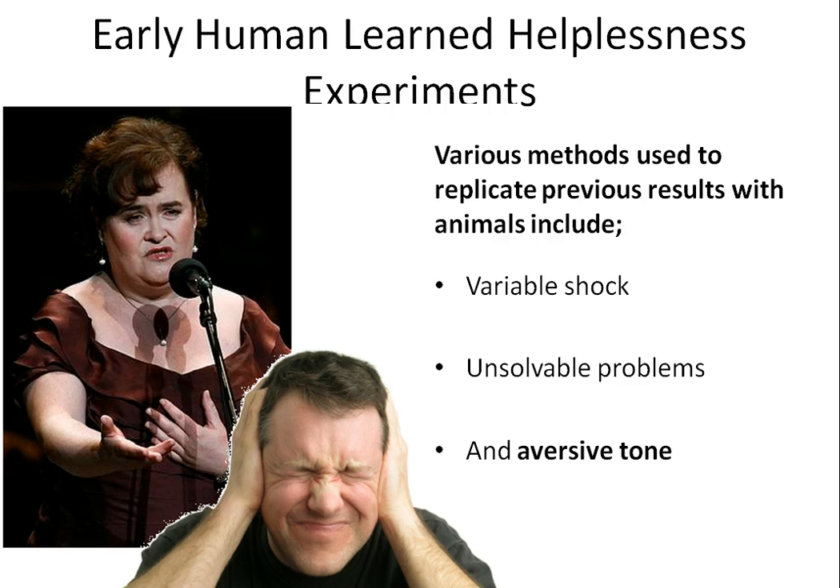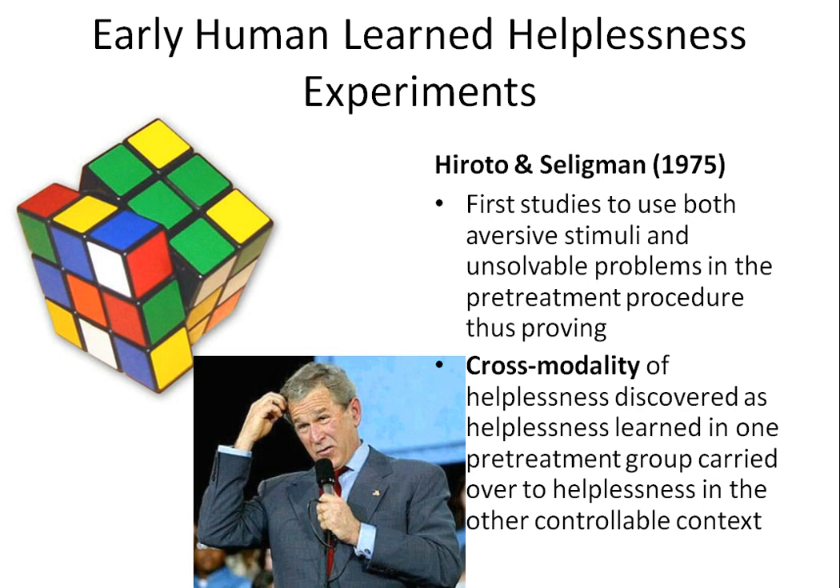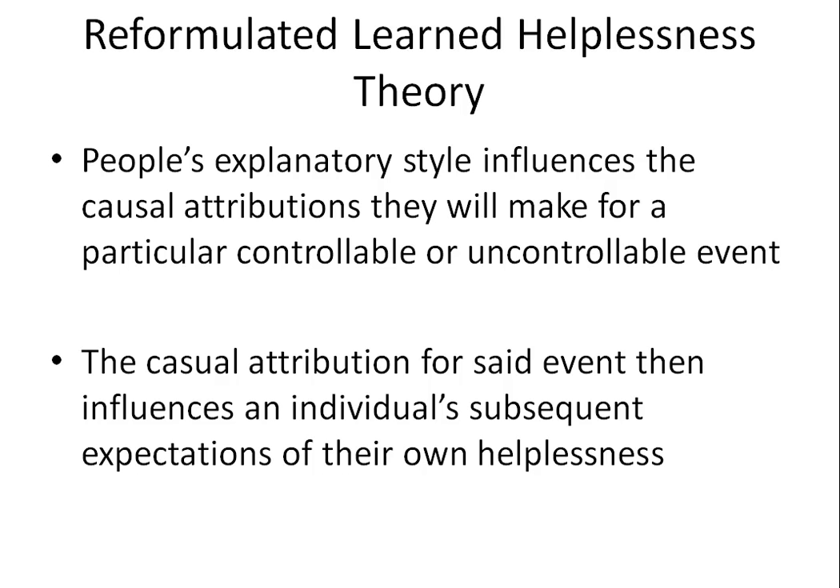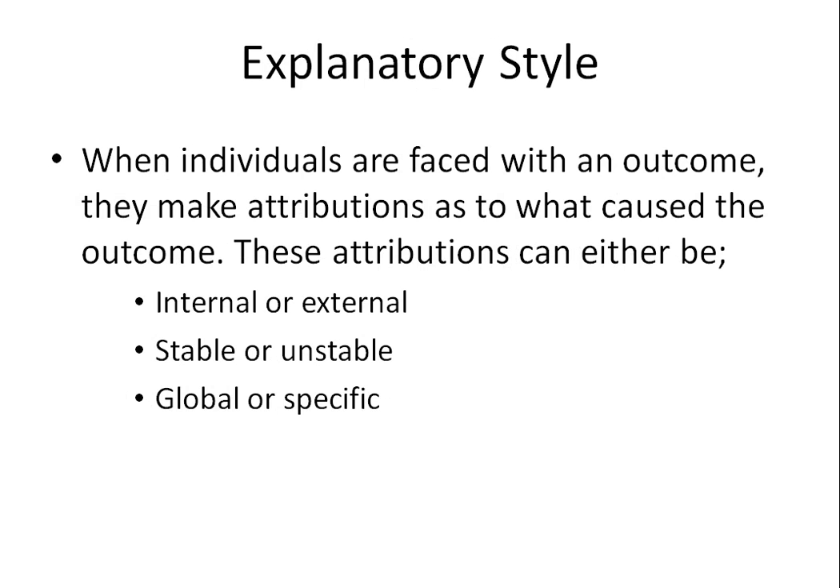Early human experiments on learned helplessness used various methods to replicate the earlier animal findings, including variable shock, unsolvable problems, and aversive tone. A famous early experiment by Hiroto and Seligman used both unsolvable problems and aversive tone in pre-treatment, which resulted in successful generalization of learned helplessness to other modalities. Born out of these human experiments, helplessness theory states that people's explanatory style influences the causal attributions they will make for a particular event.